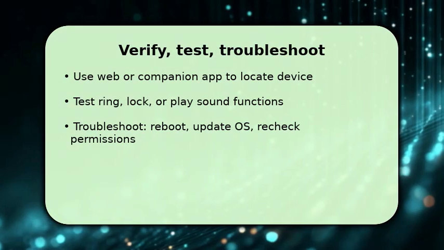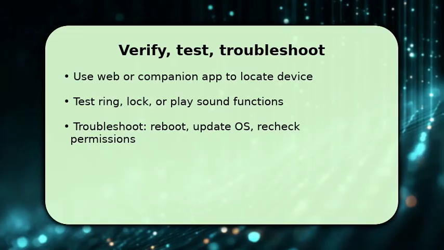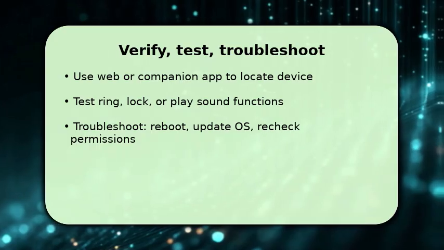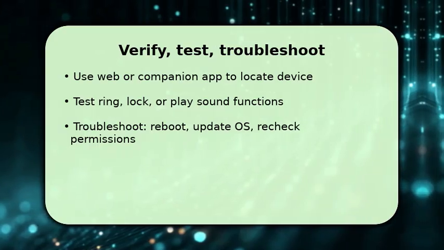Open the service's web portal or companion app and confirm the device appears with a last known location. Test actions like ring, lock, or play sound to ensure remote commands work.